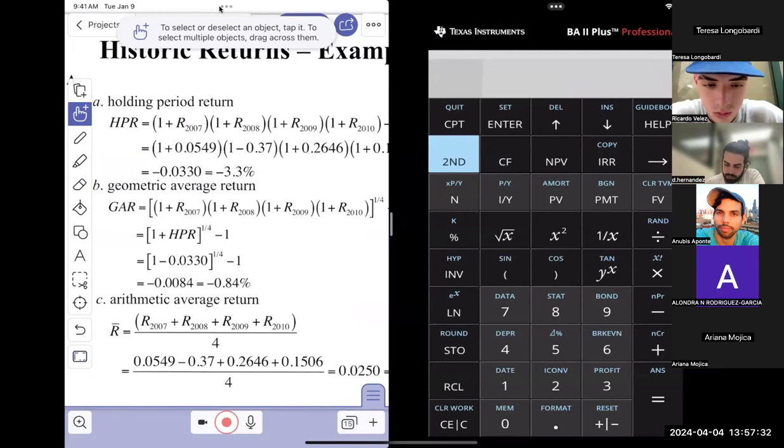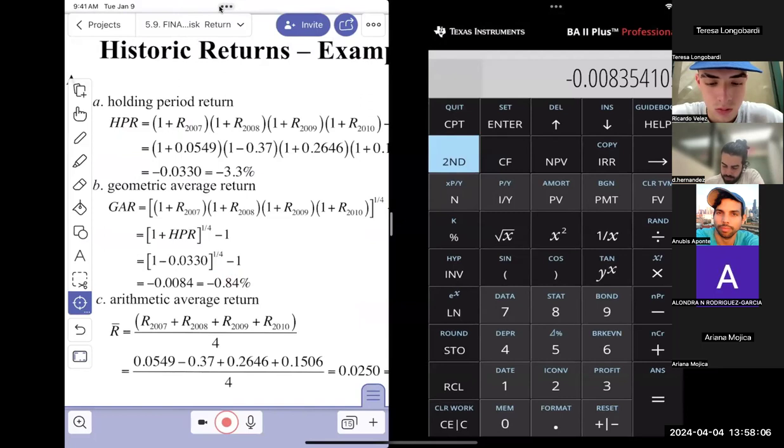So 1 minus 0.033 equals, then raised to the power of 4 inverted, equals, and then minus 1. And I get that answer. Don't forget the minus ones.